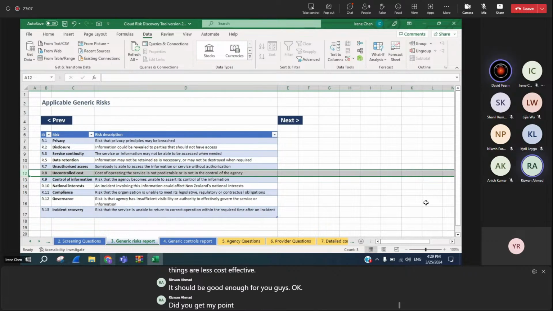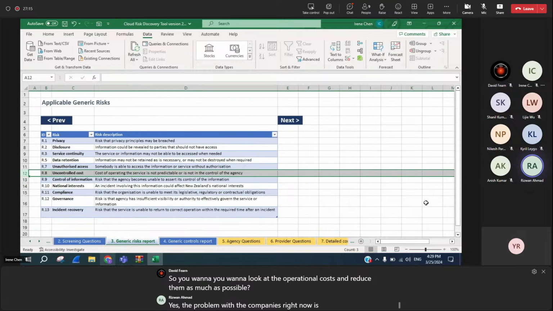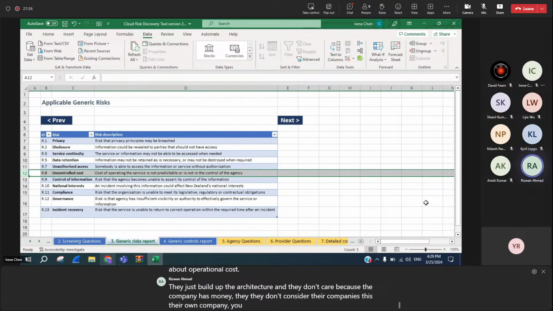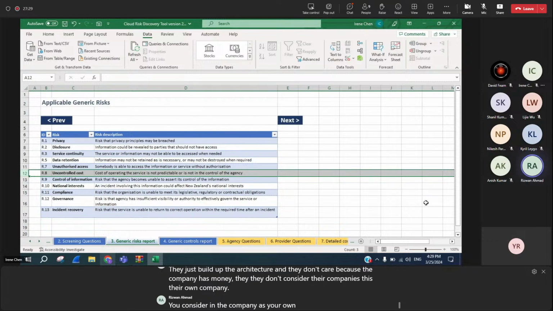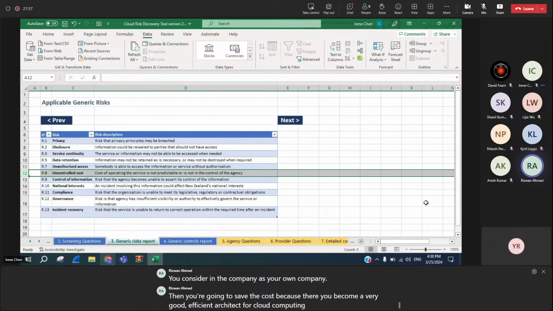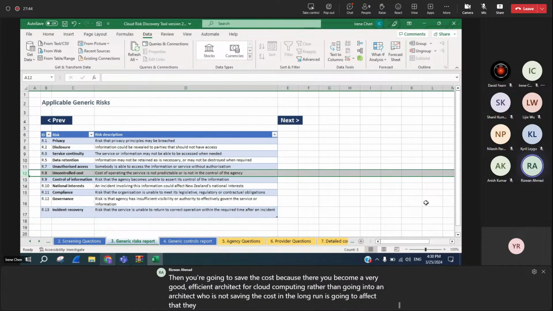Yeah. So you want to look at the operational costs and reduce them as much as possible. The problem with the companies right now is they don't care about operational costs. They just build up the architecture and they don't care because the company has money. They don't consider that company is their own company. You consider the company as your own company, then you are going to save the cost, because there you become a very good efficient architect for cloud computing rather than an architect who is not saving the cost, which in the long run is going to affect that. Did you get my point?